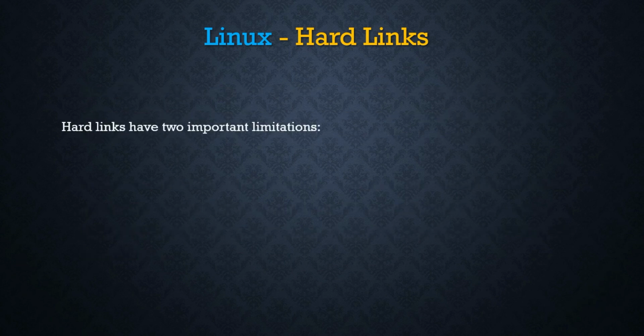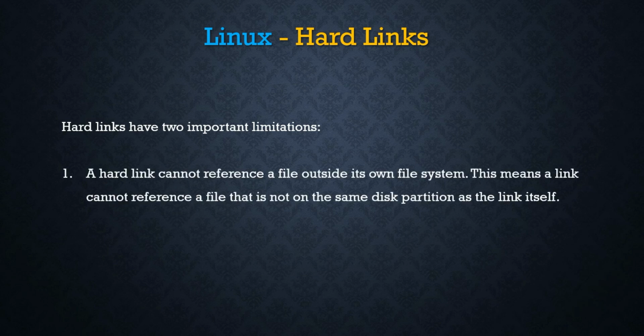Hard links have two important limitations you should know. A hard link cannot reference a file outside its own file system. This means a link cannot reference a file that is not on the same disk partition as the link itself. And the second important limitation is a hard link may not reference a directory.